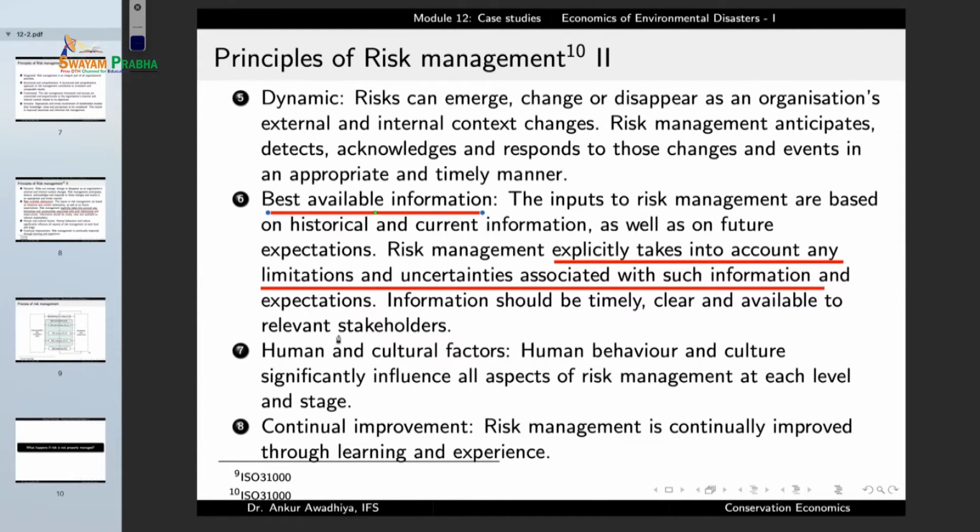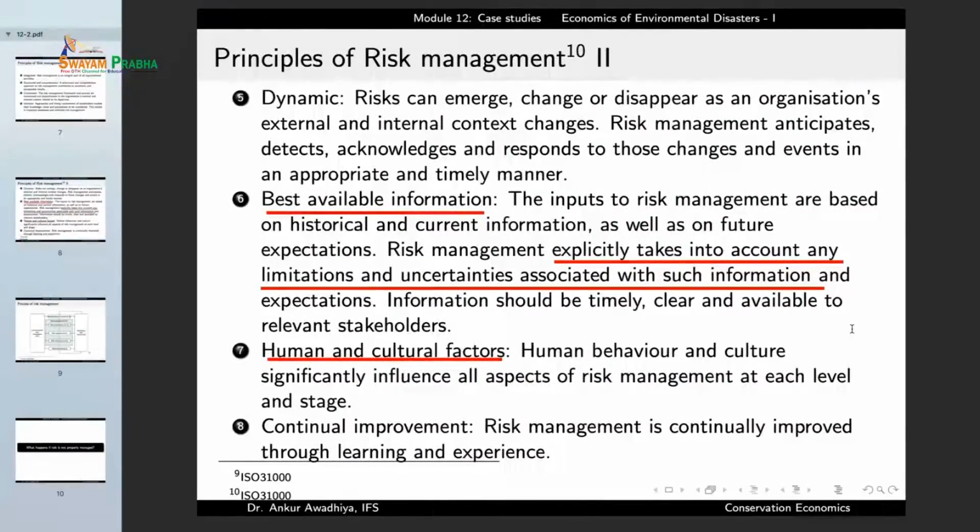Risk management is based on human and cultural factors. Human behavior and culture significantly influence all aspects of risk management at each level and stage, which means that in certain societies, people might be more risk averse. In certain societies, people may be less risk averse. Now, whenever you are making any decision, you have to incorporate the level of risk aversion of the people in the surroundings, what other risks these people are already facing, and what the cultural aspects are. So, all of these also have to be incorporated into risk management.